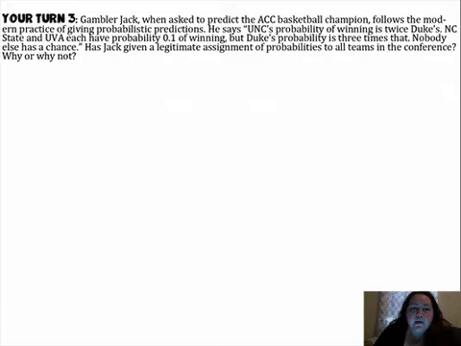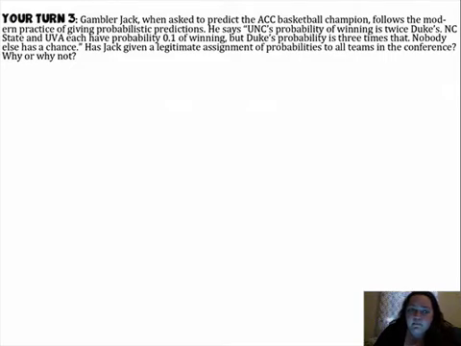Alright, this one. Gambler Jack, when asked to predict the ACC basketball champions, follows the modern practice of giving probabilistic predictions. He says, UNC's probability of winning is twice Duke's. NC State and UVA each have probability of 0.1 of winning, but Duke's probability is 3 times that. Nobody else has a chance. Has Jack given a legitimate assignment of probabilities to all teams in the conference?